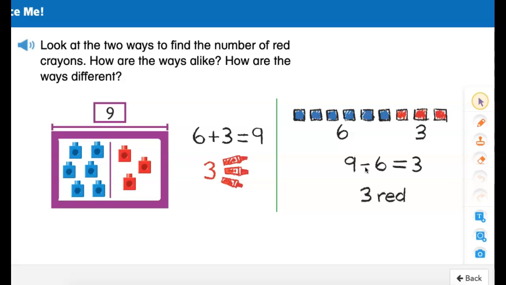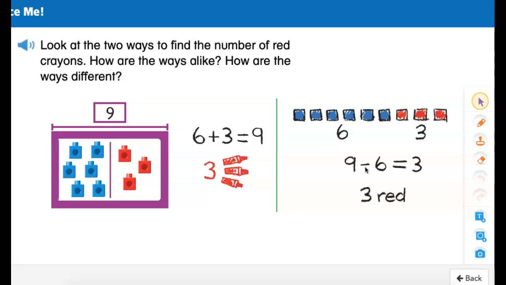Well, both of these problems use the same numbers, so the numbers are alike. And both of them use pictures as well. How are they different? Let's look at the equations that each of the sides used. How are they different? One side uses addition and the other side uses subtraction.